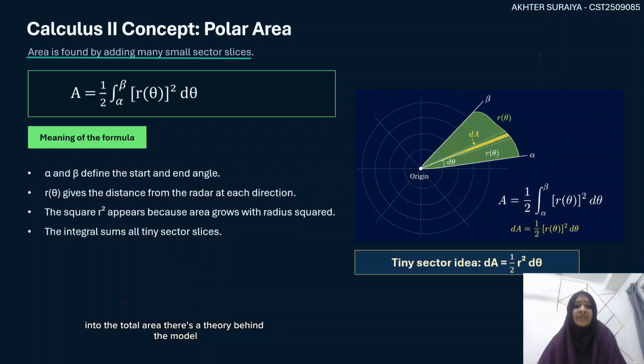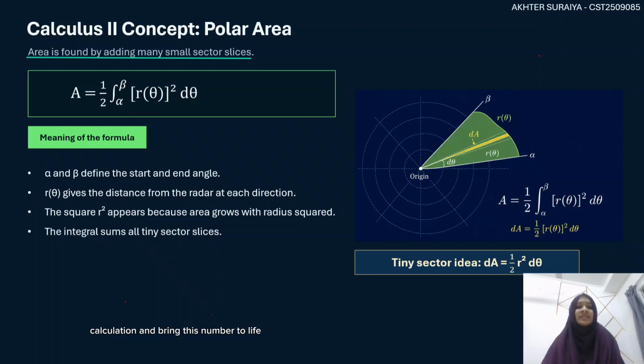There's a theory behind the model, but a formula only tells half of the story until you actually run the numbers through it. The rest of this presentation will be handled by my other group members. Right now, Ming Xuan is coming up to take us through the actual calculation and bring this number to life.